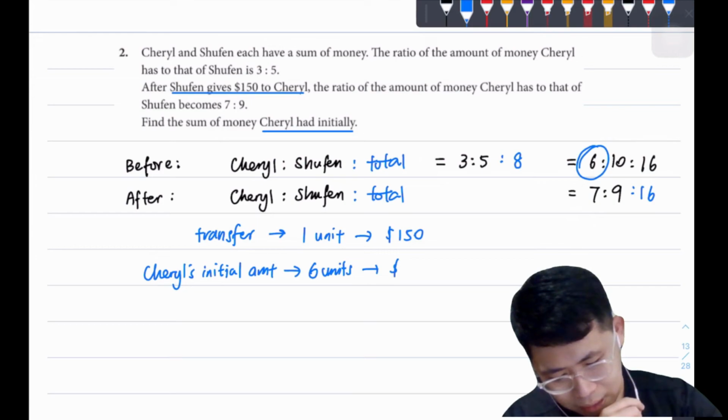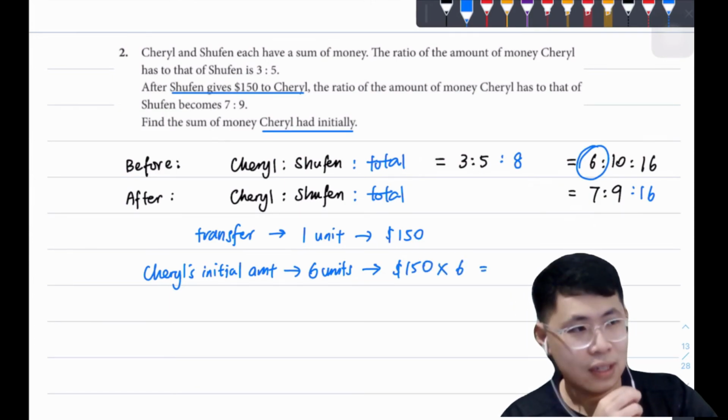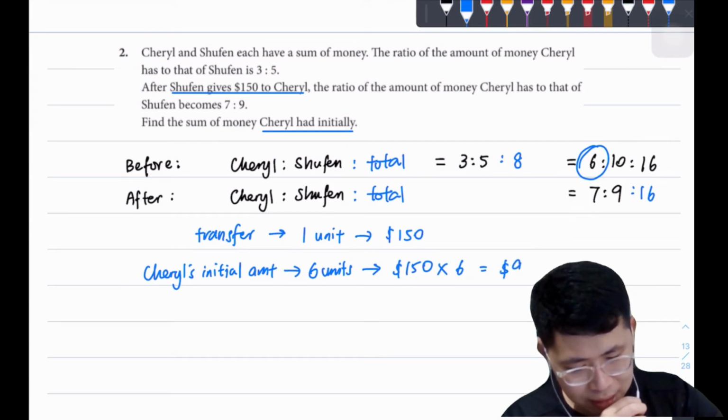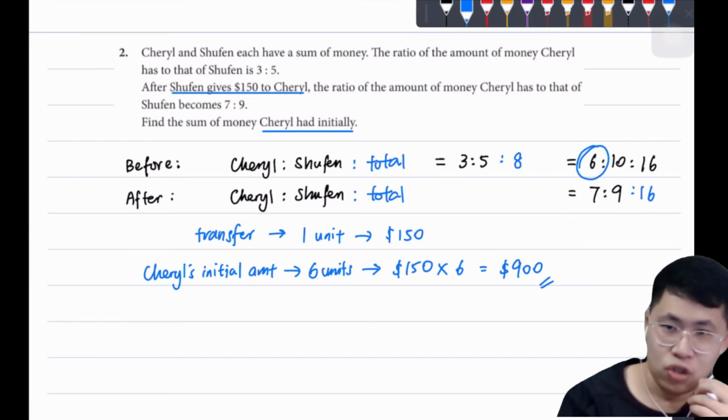So we are looking at 6 units. So it will be $150 divided by 1 times 6 units. So this will give us $900. So Cheryl would have $900 initially.